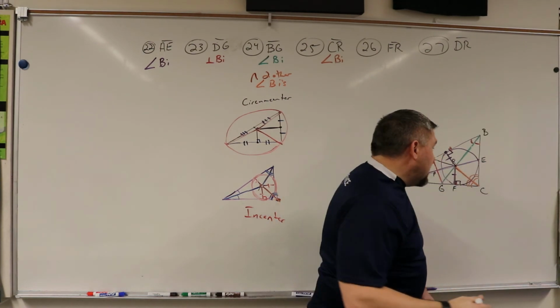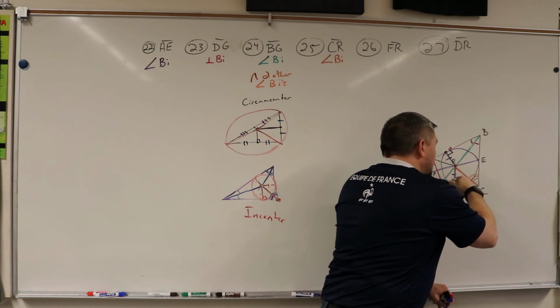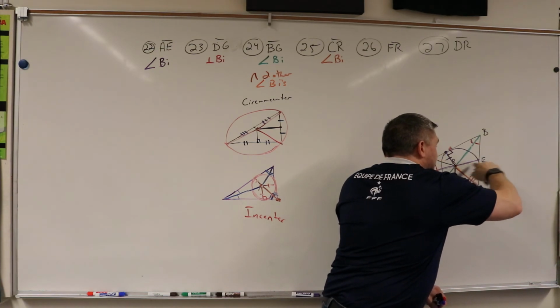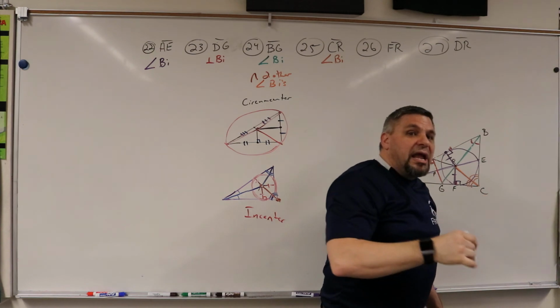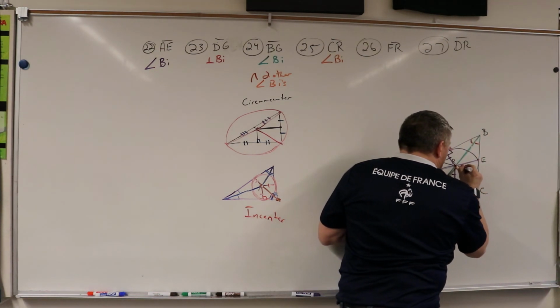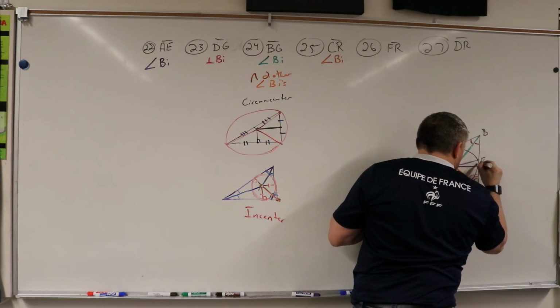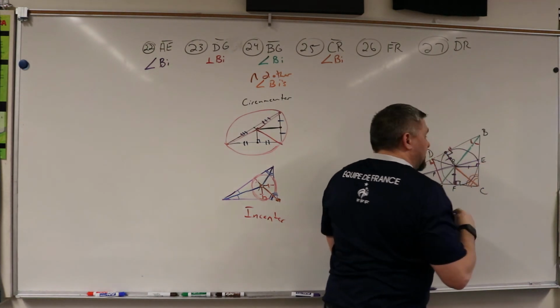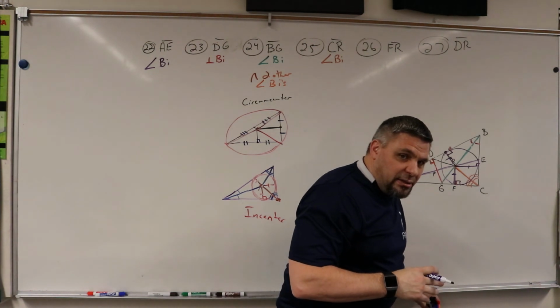Now, if there was a line to here that was perpendicular, it would also be congruent. Does that make sense? In fact, it would look more like this. Right? So this and this would be congruent. Okay? Does that make sense?